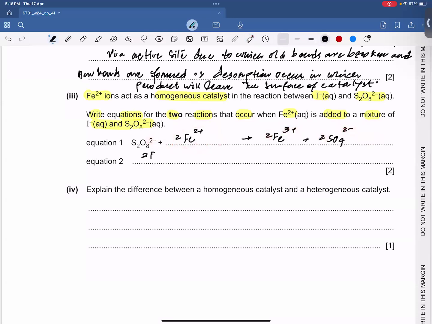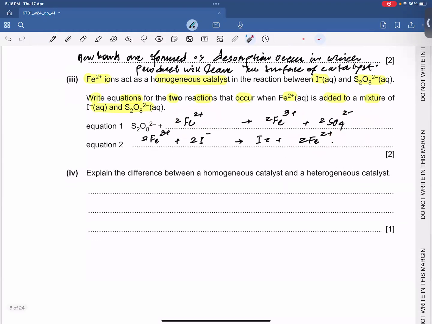Now iron 2 ions, iron 3 ions oxidize iodide into iodine, and as a result they themselves get reduced. So the reaction started with aqueous iron 2 ions, and at the end of the reaction iron 2 ions are recovered, so it acts as a homogeneous catalyst. Why homogeneous catalyst? Because reactants and catalyst exist in the same physical state. By the way, this Fe3+ ion is acting as an intermediate.